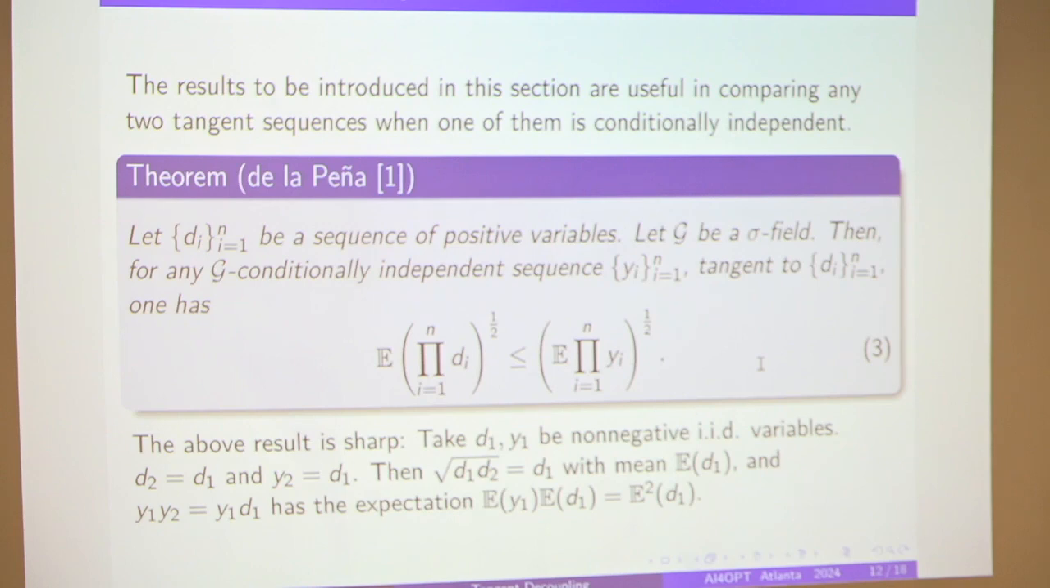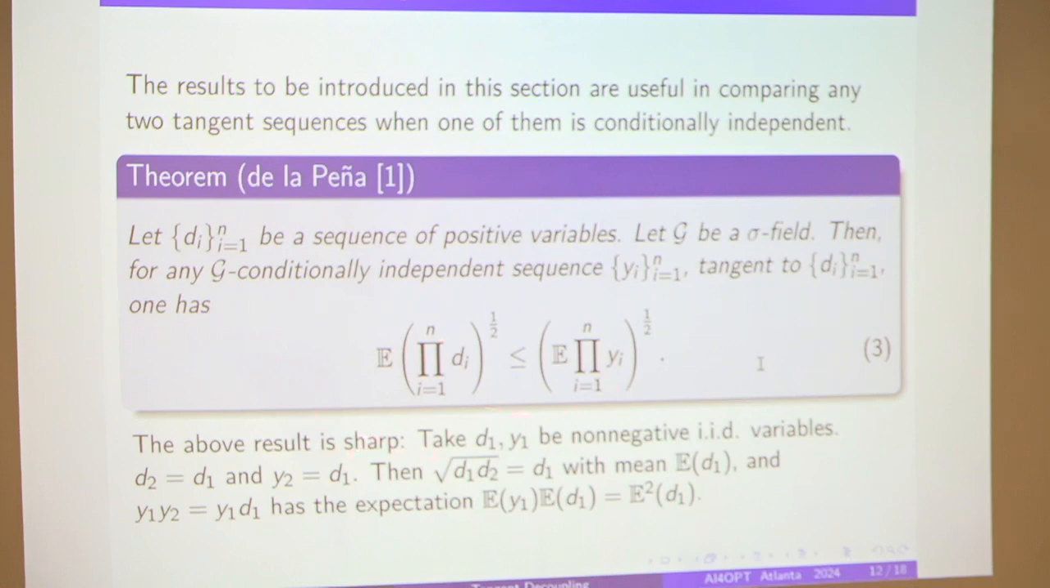Questions? Yes. Here, is n a stopping time in this inequality? n could be a stopping time. Because of the way things work, you have tangency of d sub i indicator t greater than or equal to i and y sub i indicator t greater than or equal to i. And so this inequality applies to the case of stopping times.